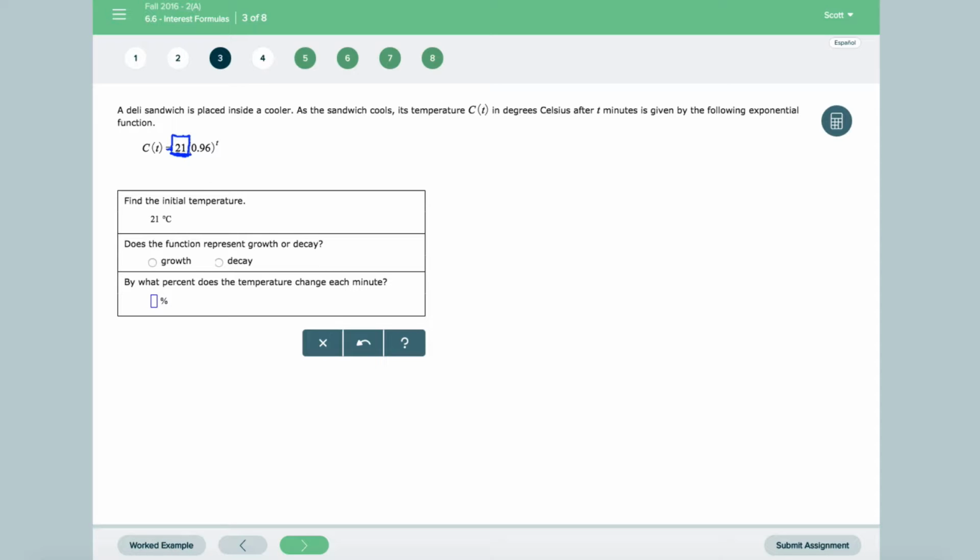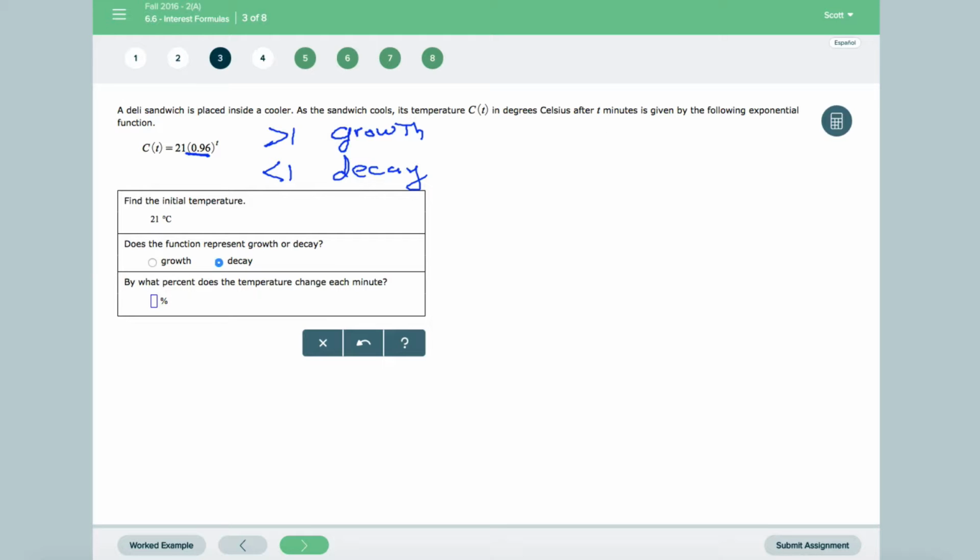Okay. Now, is it growth or decay? We can always tell that by this number right here. If it's greater than 1, then that means it's growing. It's growth. If it's less than 1, that means it's decay. So it's always that number right here. So I see in this example, we are decaying. We're getting smaller because it's smaller than 1.